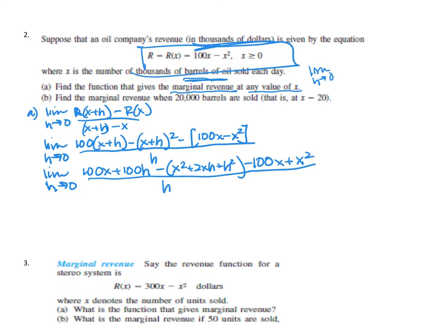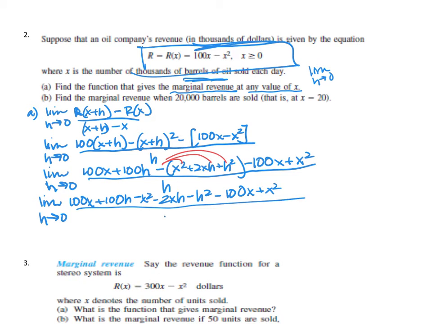The next thing I'm going to do, just to show this in steps, is apply that negative to each one of those terms. So we have the limit as h is going to 0 of 100x plus 100h minus x squared minus 2xh minus h squared minus 100x plus x squared all over h. Looks like I'm going to run out of room.